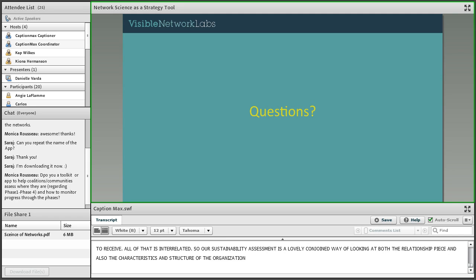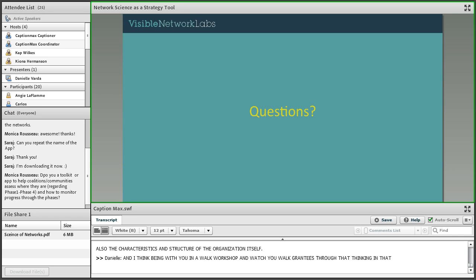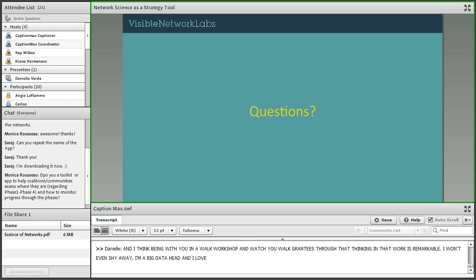Well, how does a network do that? One of the ways is they create services based off of needs, and then they deliver them really effectively so that people get what they think they're going to receive, and all of that is interrelated. So our sustainability assessment is a lovely conjoined way of looking at both the relationship piece and also the characteristics or structure of the organization itself.